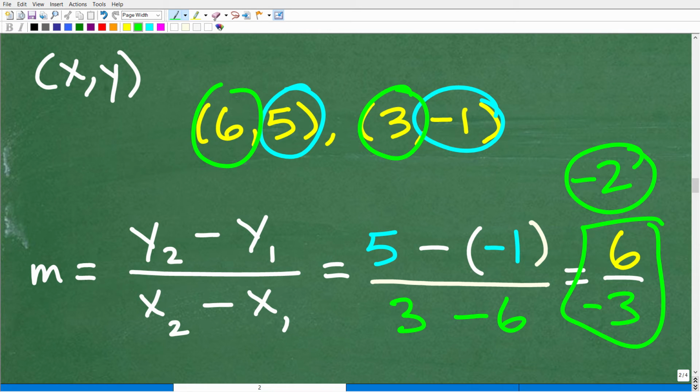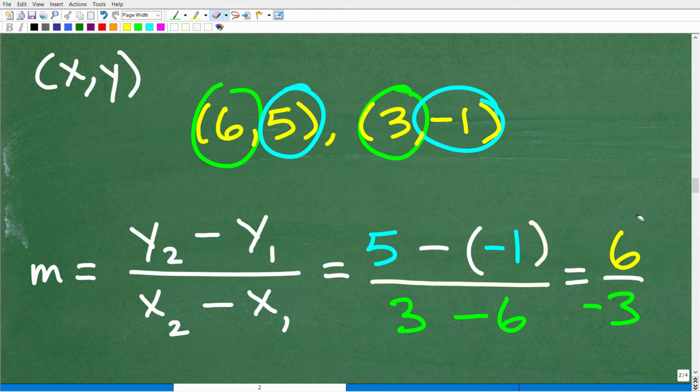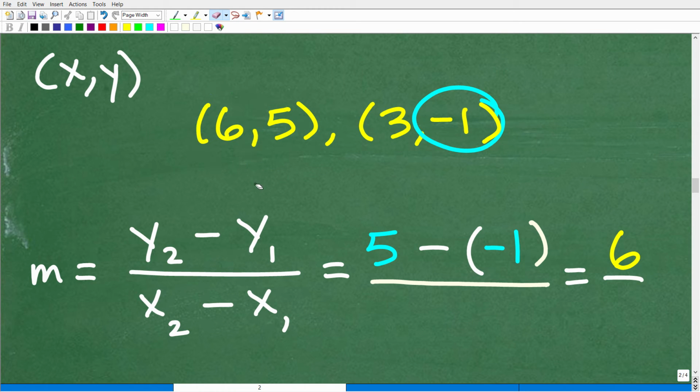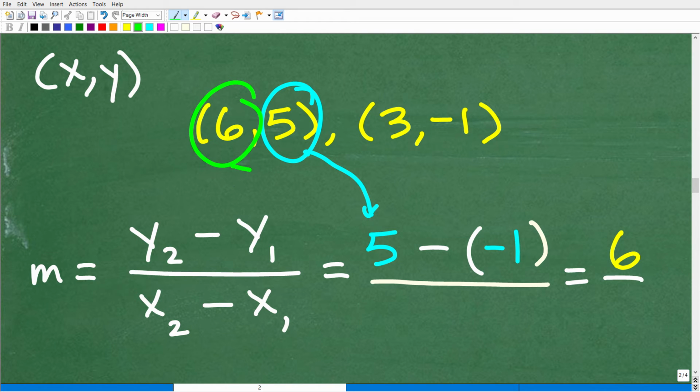So why is this wrong? Again, a super common mistake for algebra students, and here is how you avoid it. If you decide to start subtracting the y's with this point's information, that's what we did right here, 5 minus -1, well, you have to start with this point's information in the bottom for our x's, so this has to be a 6.